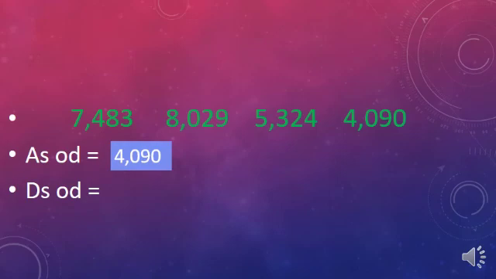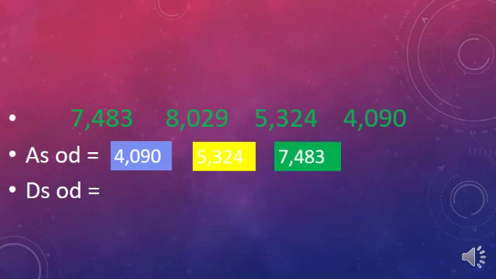First the smallest one is 4090, because here you don't have to go for the tens, 100, ones place. On the thousands place only the numbers are changed. So the smallest one is 4, and check on the thousands place which one is small, a little bit bigger: 5, 7, 8. So 5324. Then after 5, 7 will come, 7483, and the last biggest number is 8029.